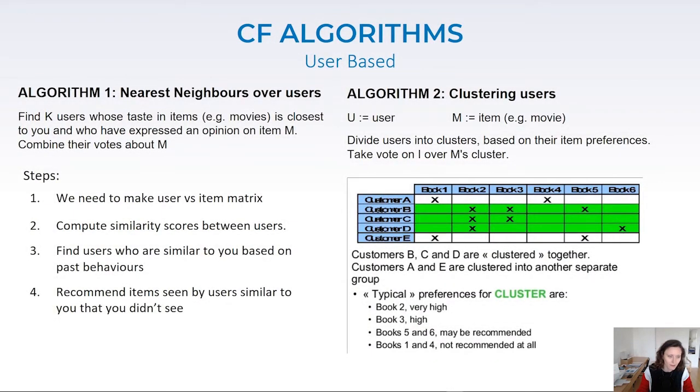In particular, the user-based approach uses two basic algorithms. One is nearest neighbors over users, and the other one is clustering of users. For the first one, we basically start from the user-item matrix. We compute the similarity between users, and we find users who are similar to Alice. And then we recommend items seen by those users, similar to Alice, and that Alice didn't see. For the clustering, instead, we subdivide users based on groups or clusters.